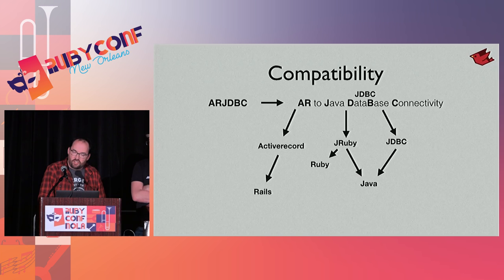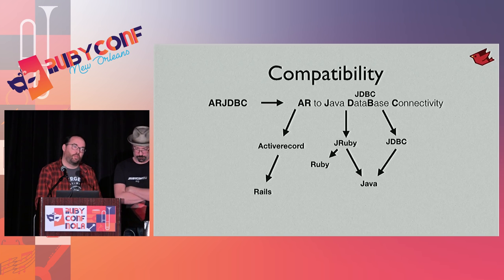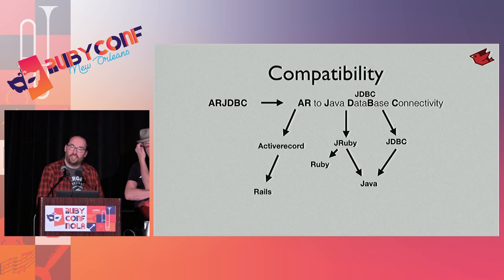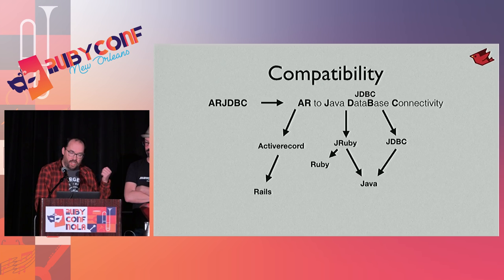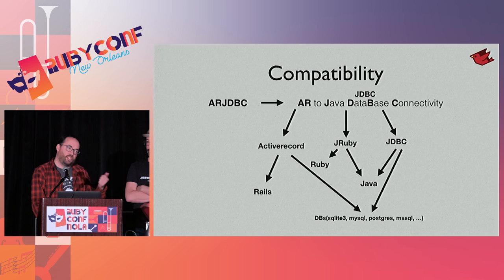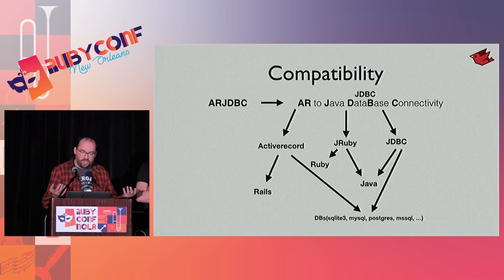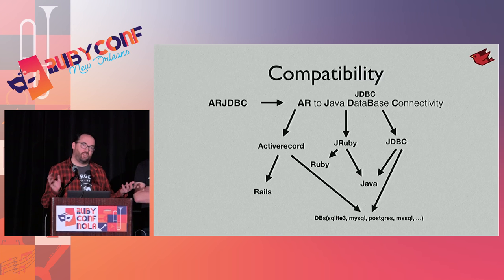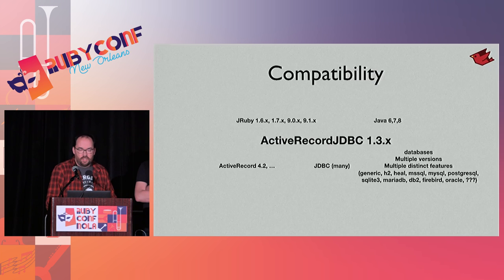Java is also changing. In fact, Java 9 came out 2 months ago, and there's been a lot of activity to try to make JRuby work well on Java 9. But we can just keep peeling this onion back, right? Because we have to actually talk to databases, and databases are versioned. They all have little one-off features that you have to support, and those features have bugs, and it's a lot of work, right?